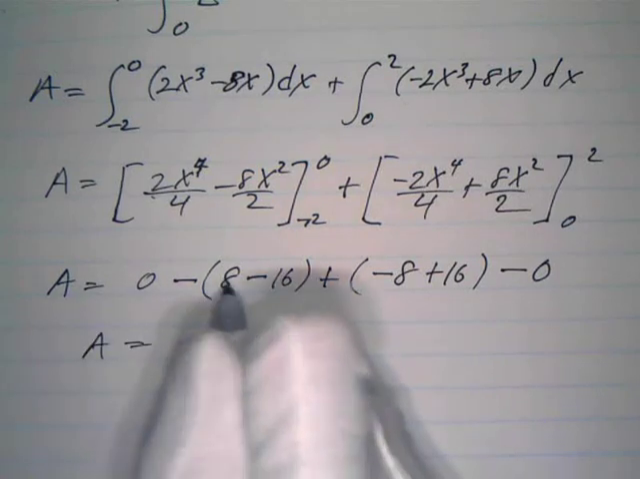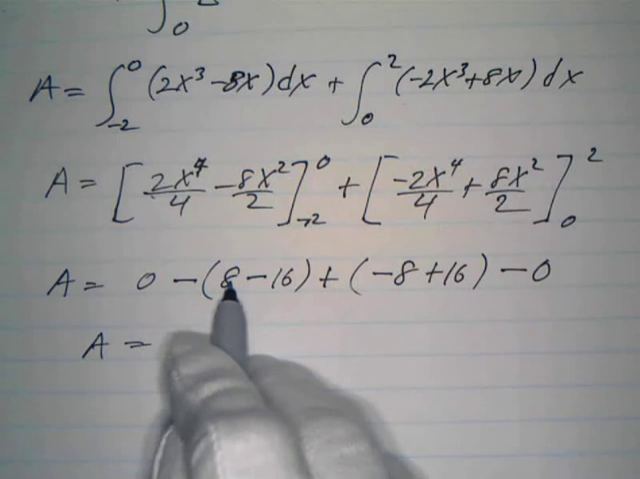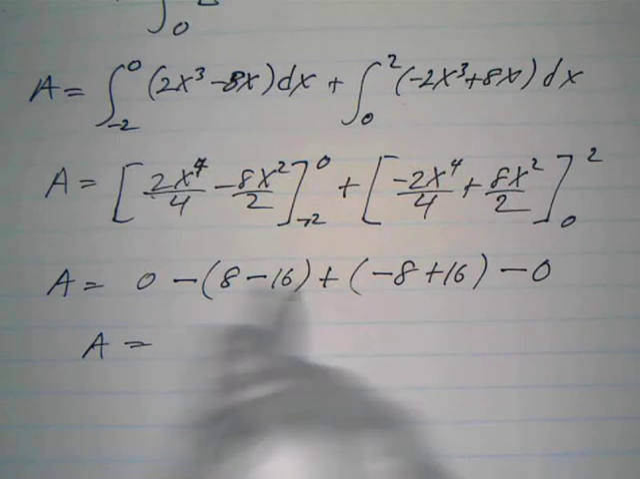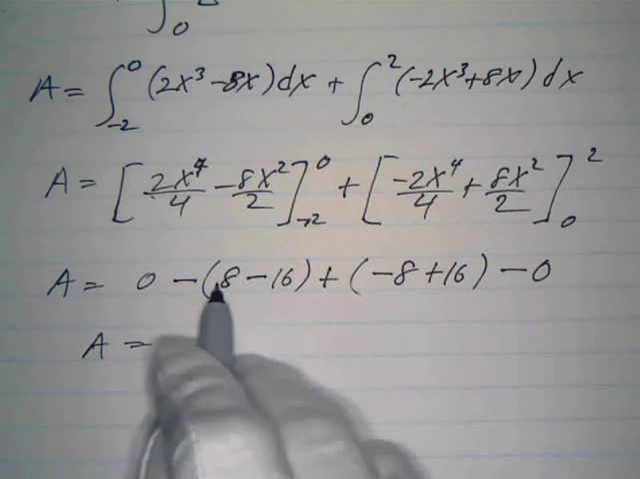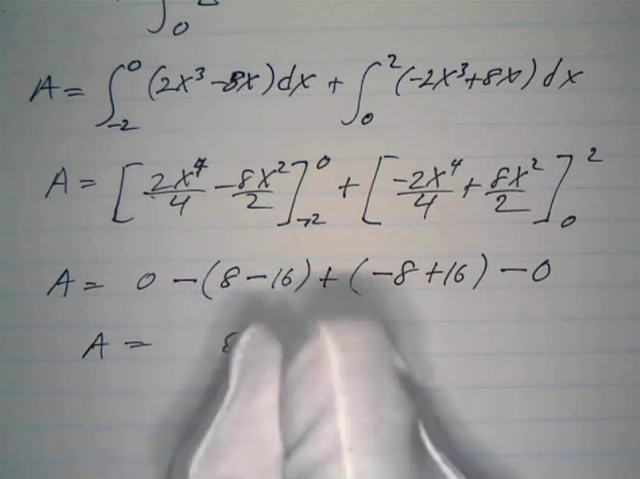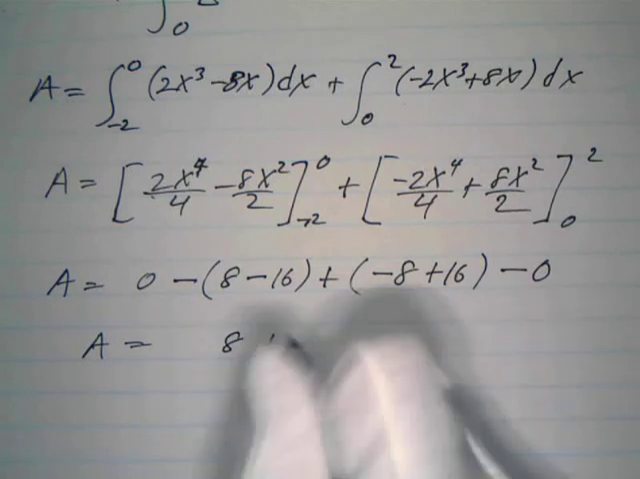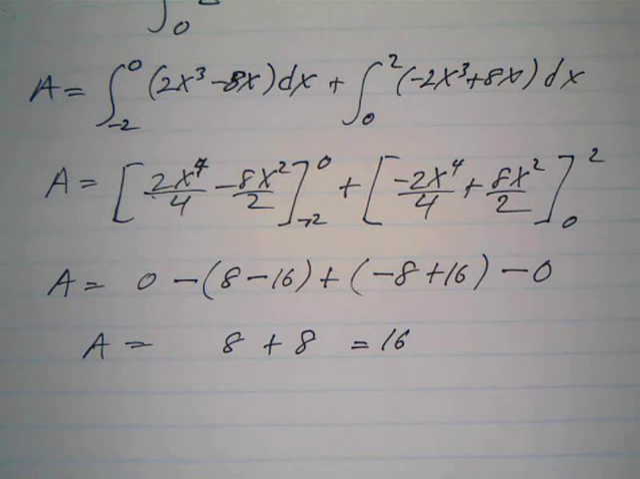Area equals, and that's going to be 0, that's going to be negative 16, well, the negative times a negative, so it's going to be negative 8. Well, I can make this negative 8 times a negative is a positive 8. And this is going to be 16 minus 8, which is 8, so the answer is just 16. So that wasn't too bad. But make sure you draw a sketch so you kind of have that in reference.